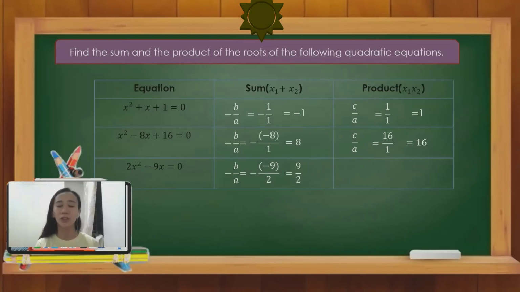How about the product of the roots of 2x squared minus 9x? What's your answer, Guadans? If your answer is 0, you are on the right track, Guadans. Because the product of the roots of 2x squared minus 9x is equal to 0 is c over a, which is 0 over 2, and 0 over 2 is equal to 0. You are doing a fantastic job, Guadans.